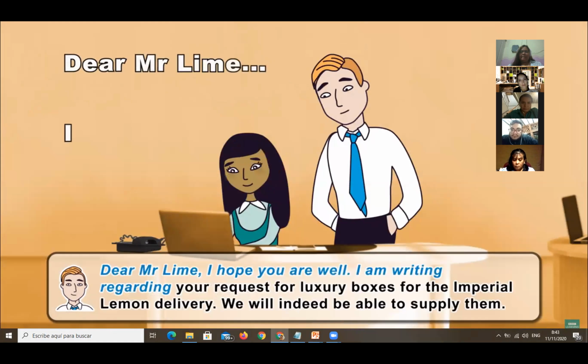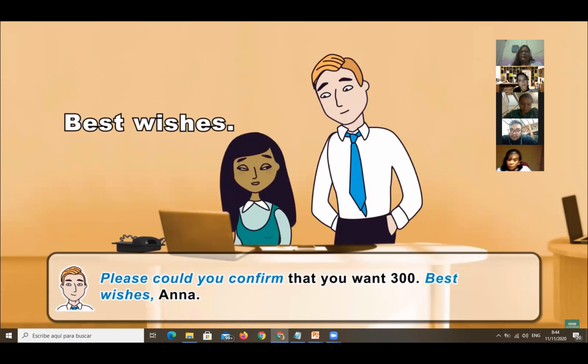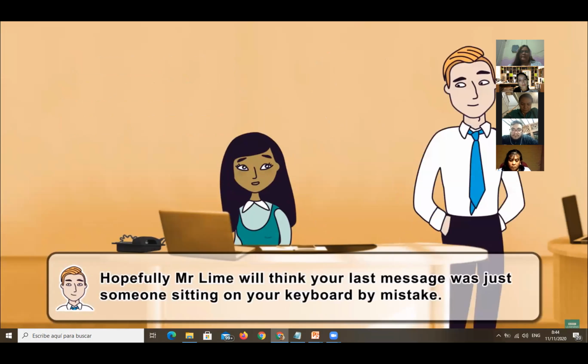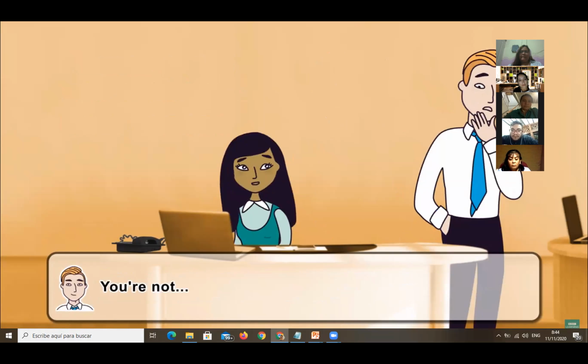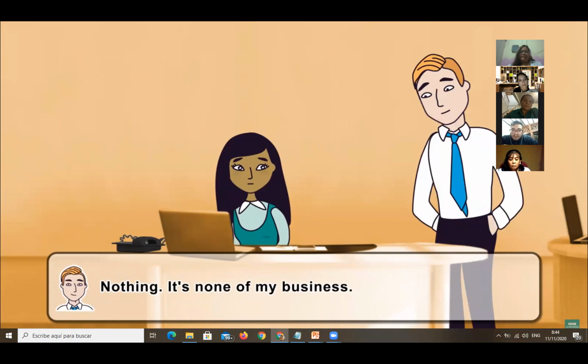Dear Mr. Lime, I hope you are well. I'm writing regarding your request for luxury boxes for the Imperial Lemon delivery. We will indeed be able to supply them. Please could you confirm that you want 300? Best wishes, Anna. Well? It's good. It's much better. Send it. Hopefully, Mr. Lime will think your last message was just someone sitting on your keyboard by mistake. Thanks. You're not... What? Well, it's nothing. No, it's none of my business.